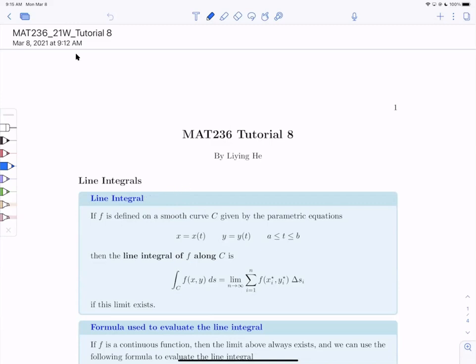Wow, only 12 students did the midterm so far. Let me check. Yeah. 12 students.